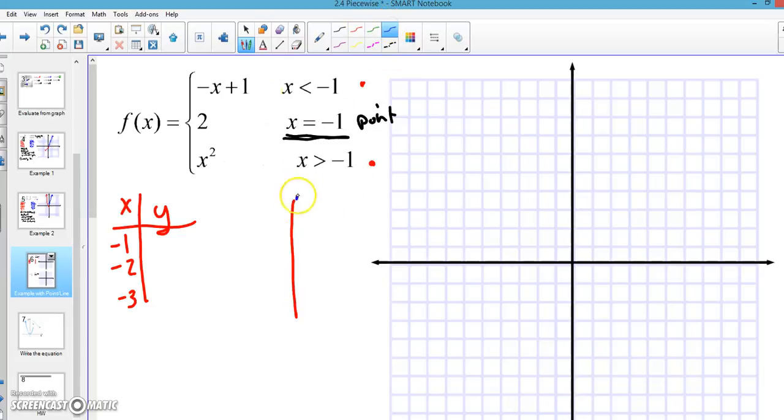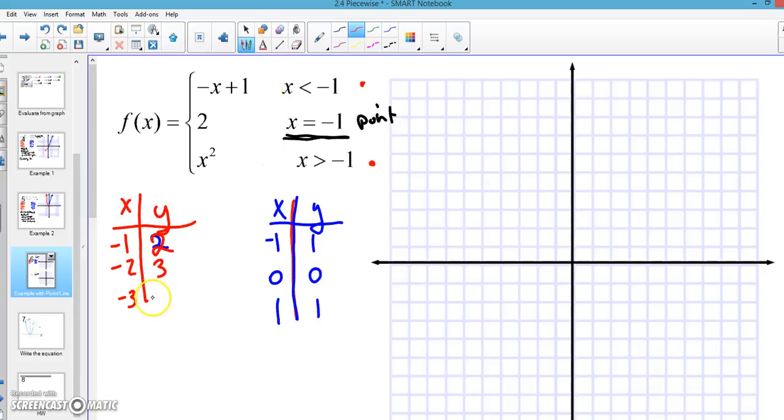Blue function. Greater than -1, so -1, 0, 1. Do the math here. So -1 plus 1 would be 2. One color again.